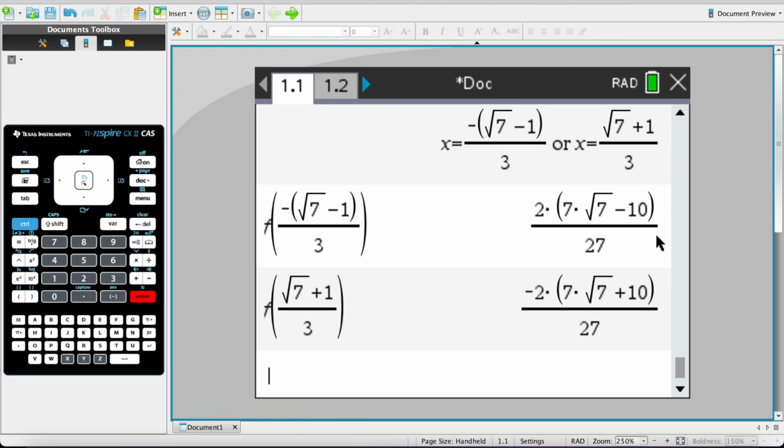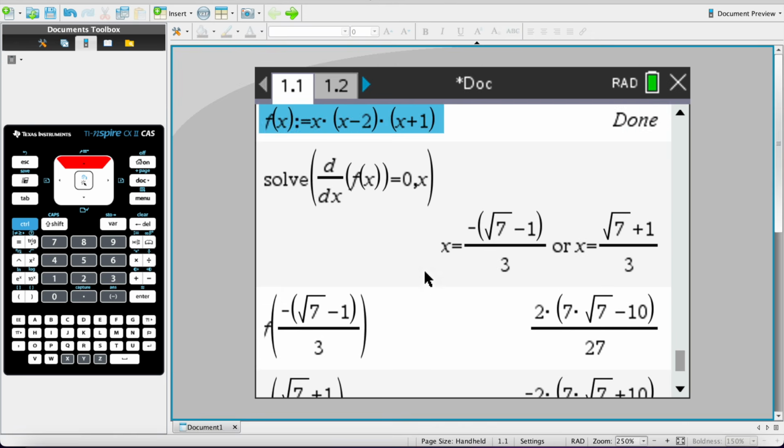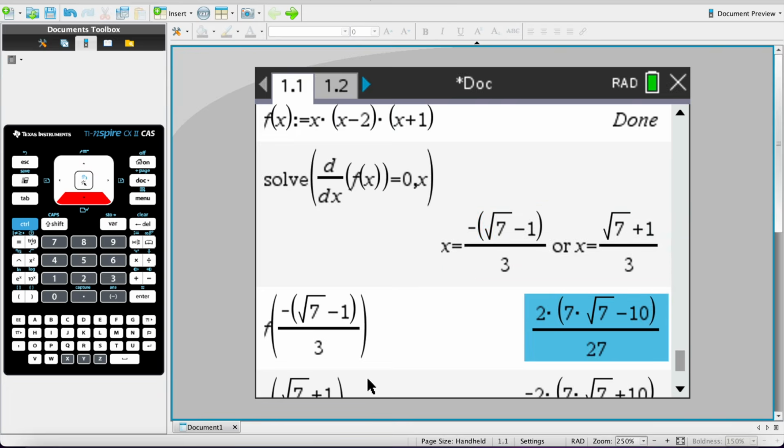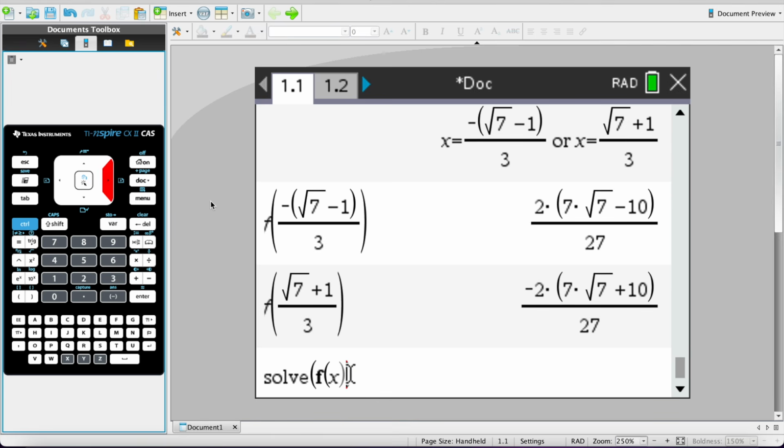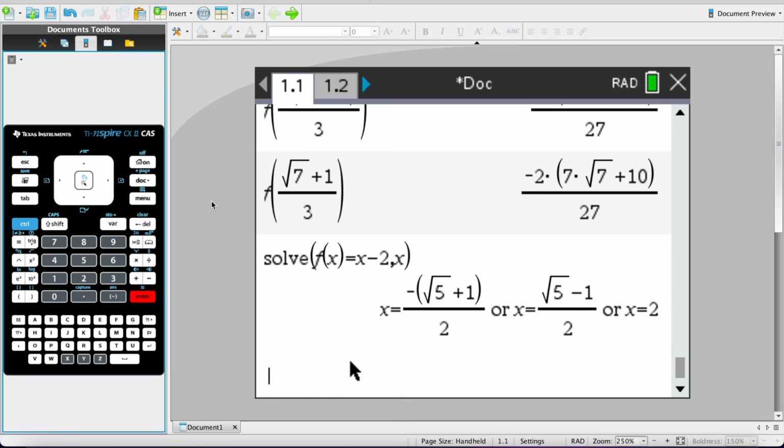Now the next one is find the values of x for which f of x is g of x, and that's just 1 mark. So you can just go straight on the CAS and solve f of x is equal to x minus 2 comma x, right? Now they both have a domain of real, so that's fine. So these are your x values: x is equal to -√5 plus 1 all over 2, x is equal to √5 minus 1 over 2, and x is equal to 2. So they just want the x values.